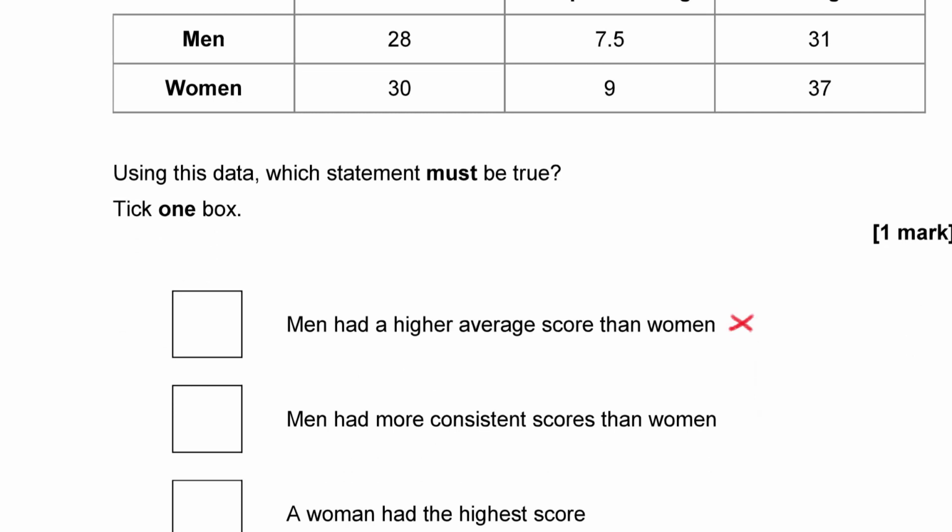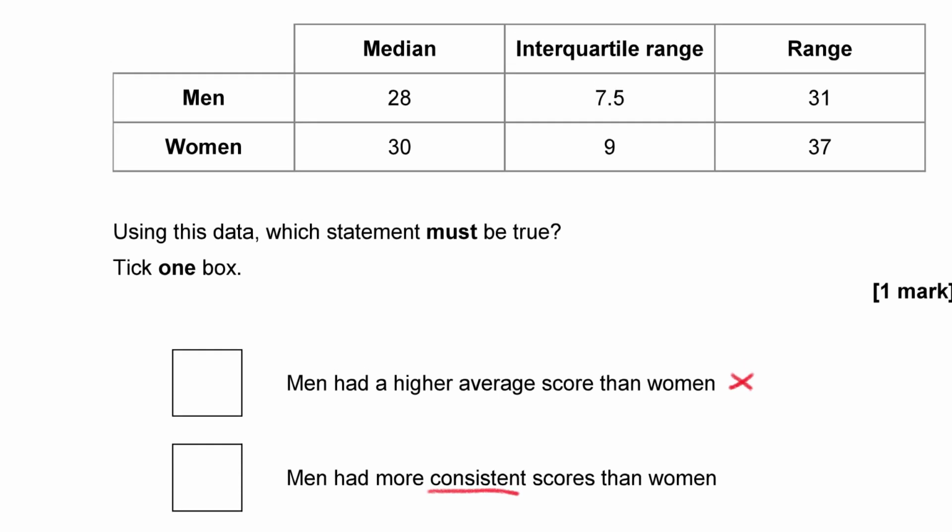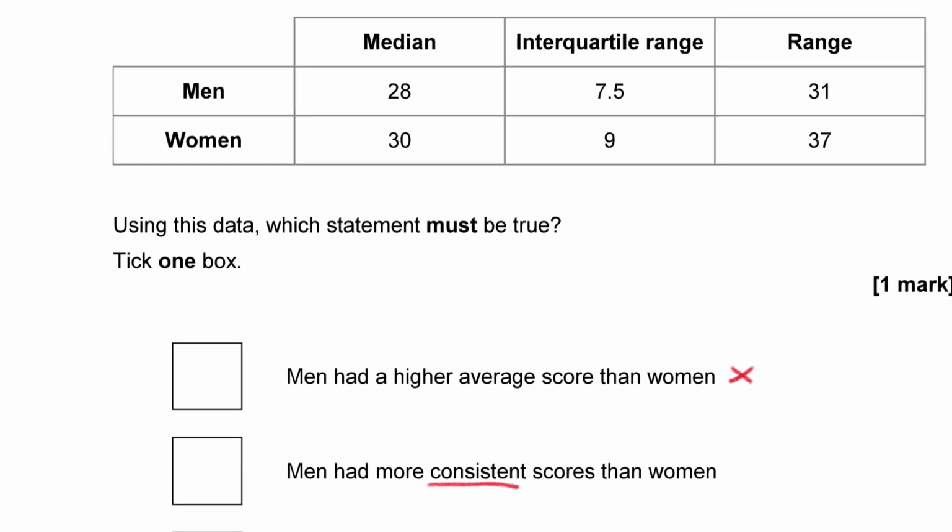Right, what's next? Men had more consistent scores than women. Now, consistency is a measure, or a kind of quality of dispersion, how widely dispersed your data is, or what the range is. So interquartile range and range are both measures of dispersion. We would say that interquartile range is probably a better measure than range. Range is greatly affected by your highest and lowest points, which can often be outliers. So interquartile range ignores the top quarter and bottom quarter of your data, so it's often a much more reliable measure of dispersion. But anyway, we just need to compare the two.